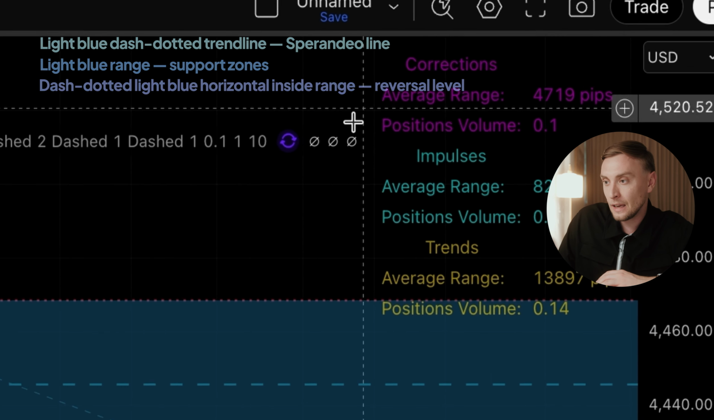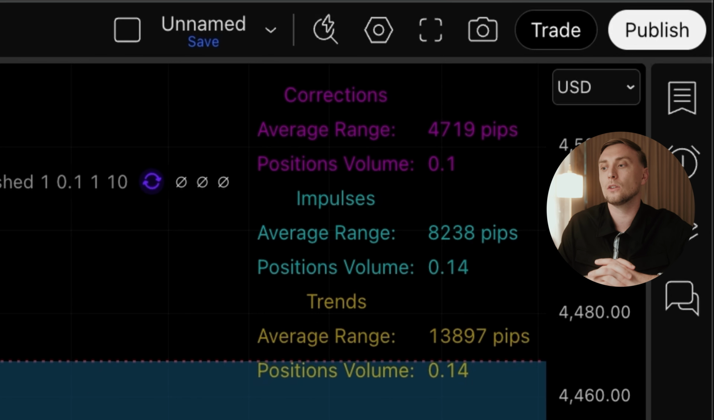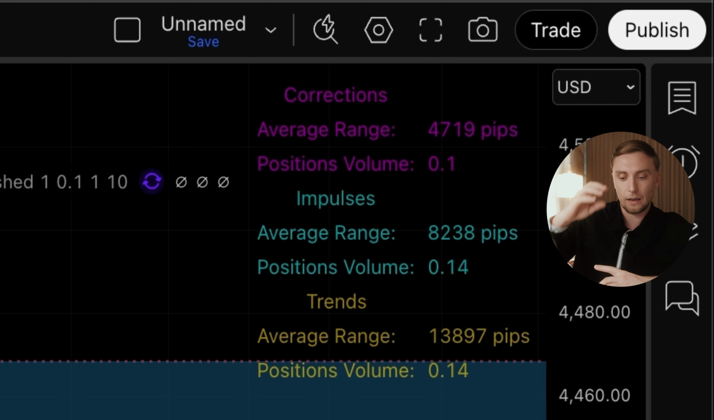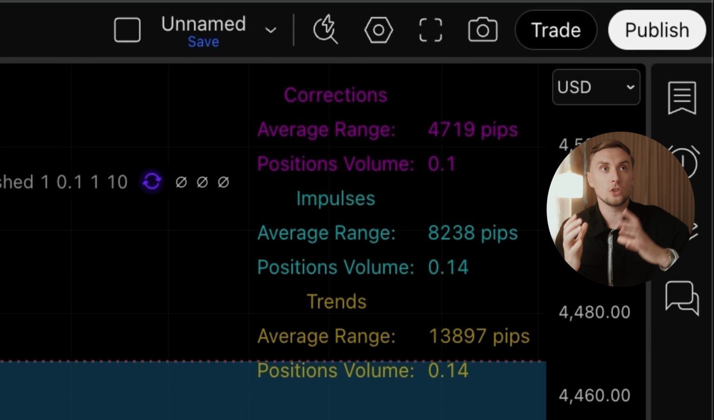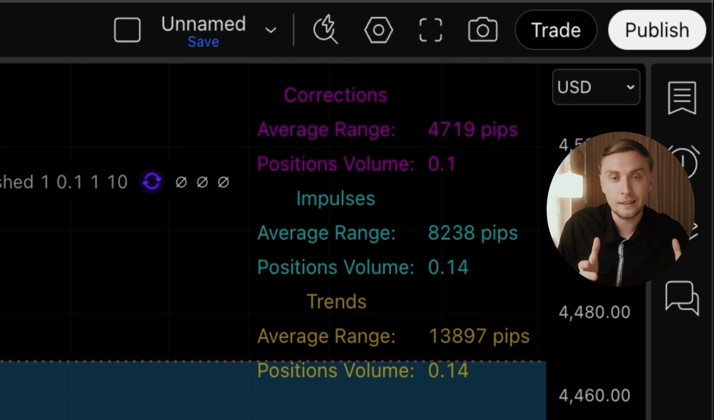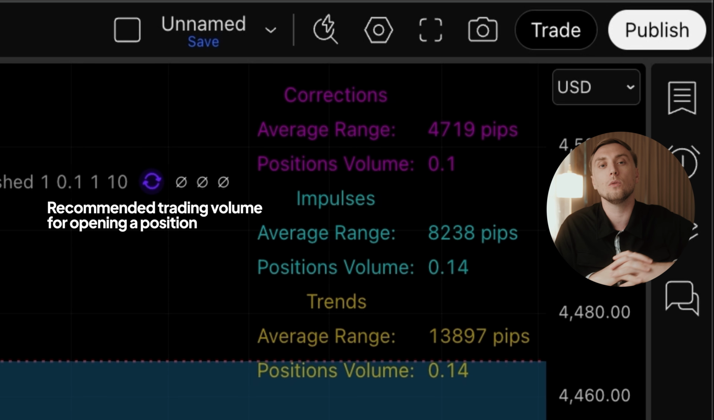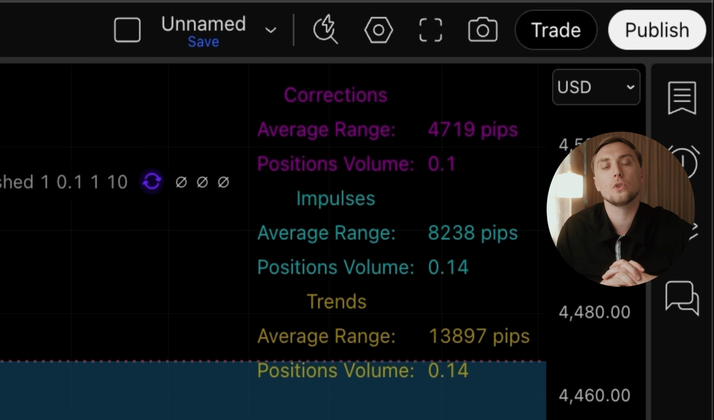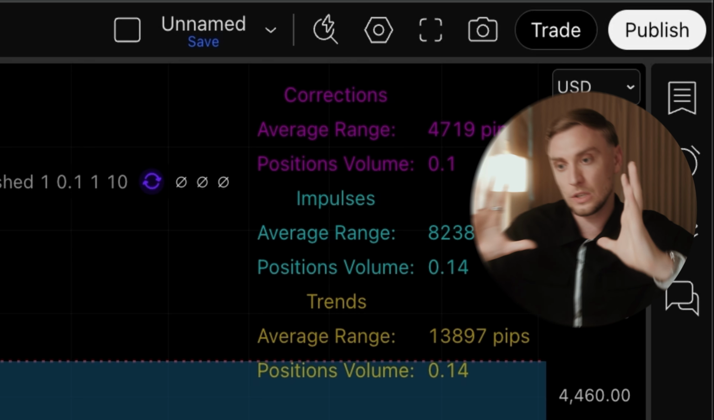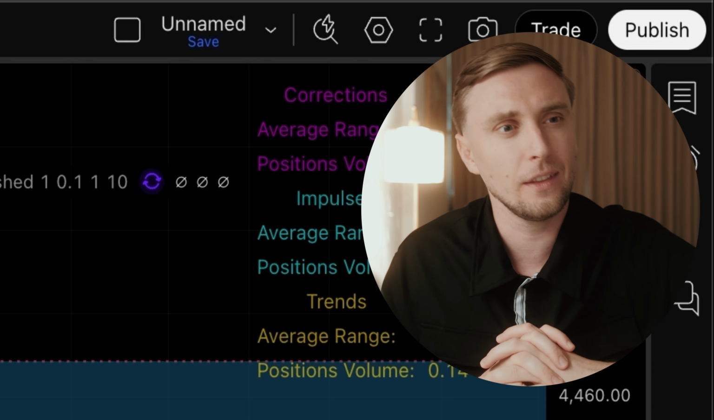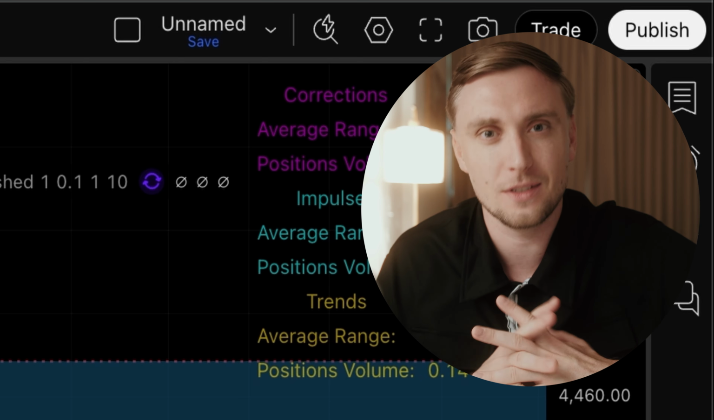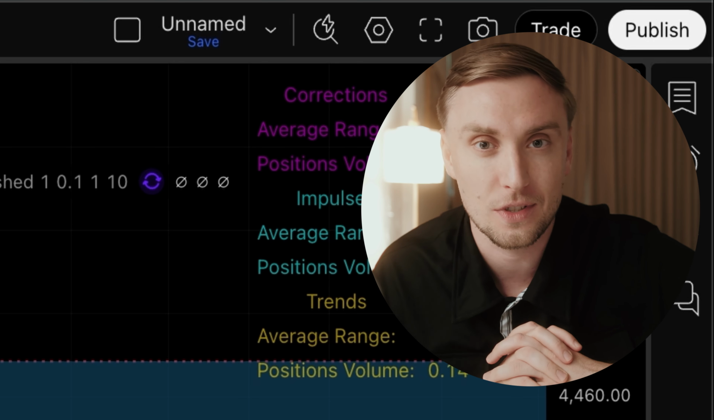And then in the end, pay attention to this right corner. This is where our indicator uses some kind of money management. It compares the last 10 corrections, last 10 impulses, and last 10 trends with each other. So if the market is more volatile, the indicator will show you what trading volume you need to use when opening a position, and it will help you not to expose yourself to a lot of risk. So this is it for the drawings, and I think it's time to move to the strategies, because this is the most important. This is what you are interested in.